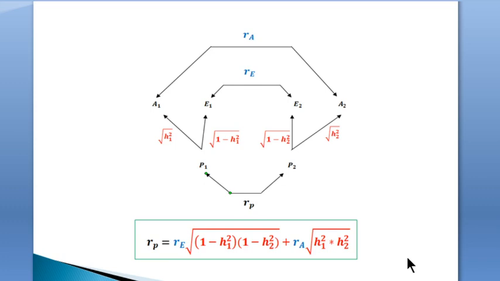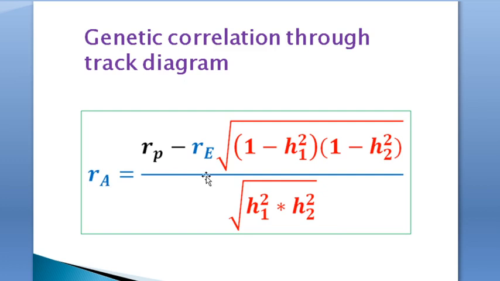Now let's not forget that we're looking for the genetic correlation and not the phenotypic correlation. Now from this relation, we'll be able to come out with RA, that is equal to this.